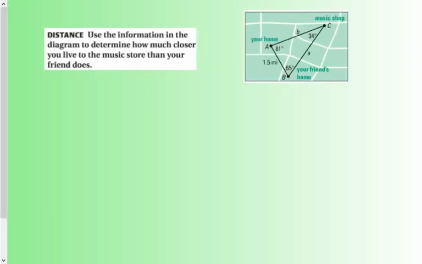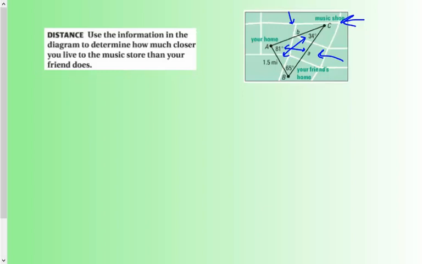Here's another example. Use the following information in the diagram to determine how much closer you live to the music store than your friend does. Okay, so here's the music shop there. We need to figure out B, we need to figure out A, and then we can subtract them to figure out how much closer you are than your friend. So I have the 34 and the 1.5, so that's what I'm going to use.